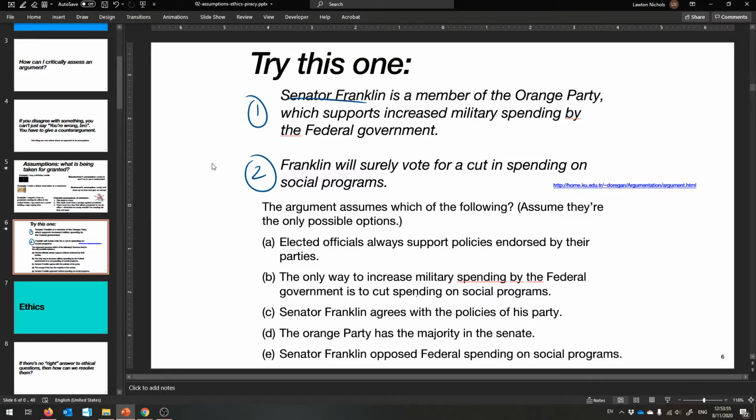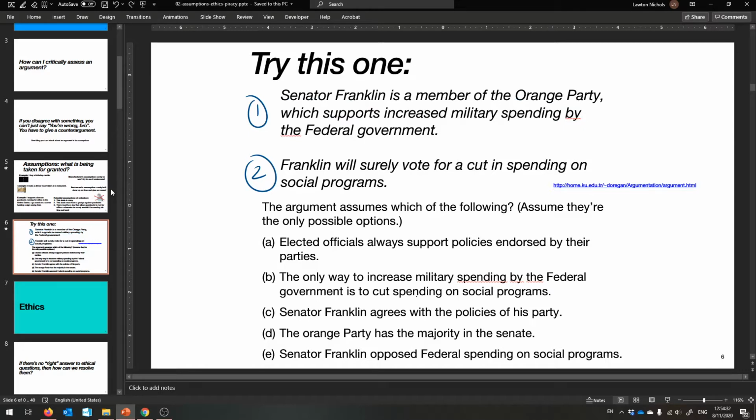Alright, Senator Franklin, member of the Orange Party, which supports increased military spending. Okay, if we assume A, well, that means that Senator Franklin will totally support increased military spending by the federal government. That says nothing, though, about why Senator Franklin would want to cut social programs. That has nothing to do with military spending, and we don't know if this is also something that the Orange Party supports. Okay, do you see that there's a missing link? So A cannot be the answer.